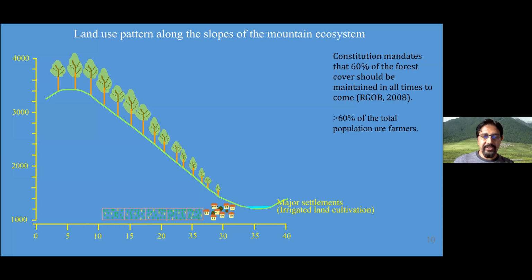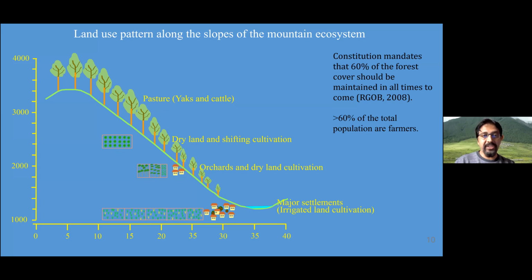Now, Bhutan's settlement is such that the major settlements are located along the river valleys and they are irrigated. And then as we go a little up, they have orchards, dry land cultivation, and then shifting cultivation. And above that are the pastures and the high-altitude yaks and cattle.